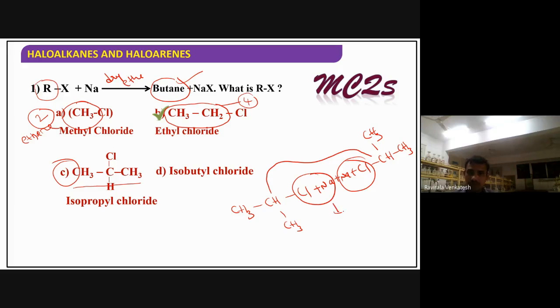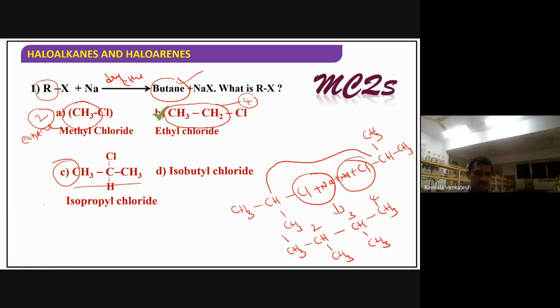So we are going to get here CH3, CH3, CH3. This is the product we are going to get. This is called 2,3 dimethyl butane. 1, 2, 3, 4. 2,3 dimethyl butane. Isn't it?